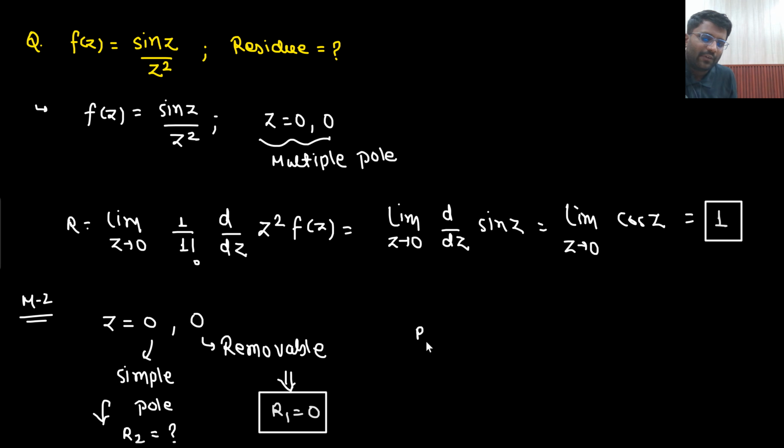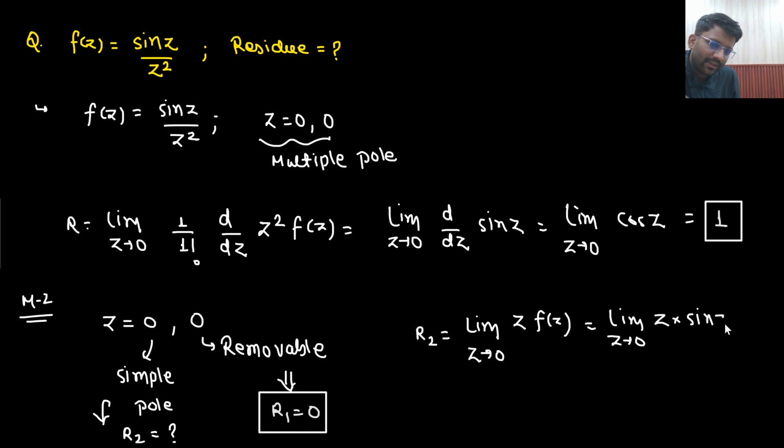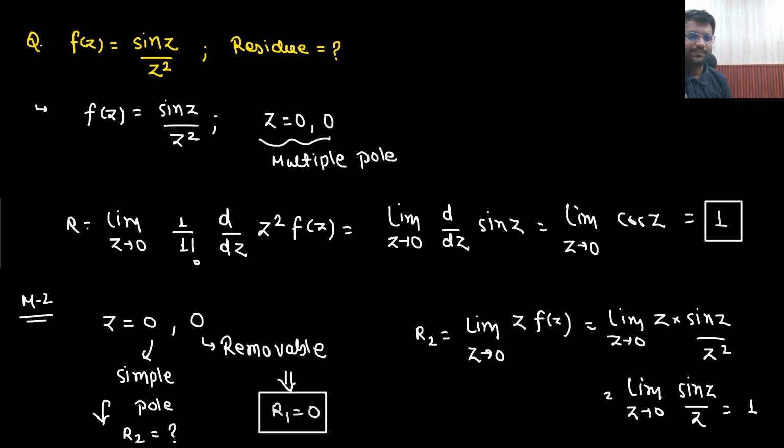So for a simple pole, how will you find the residue? You are finding it at z equals 0, so z tending to 0, z f of z. What are you getting? Limit z tending to 0 of z f of z. What is f of z? sin z by z square. Multiply, and what answer do you get? sin z by z. The answer is 1. There you go.